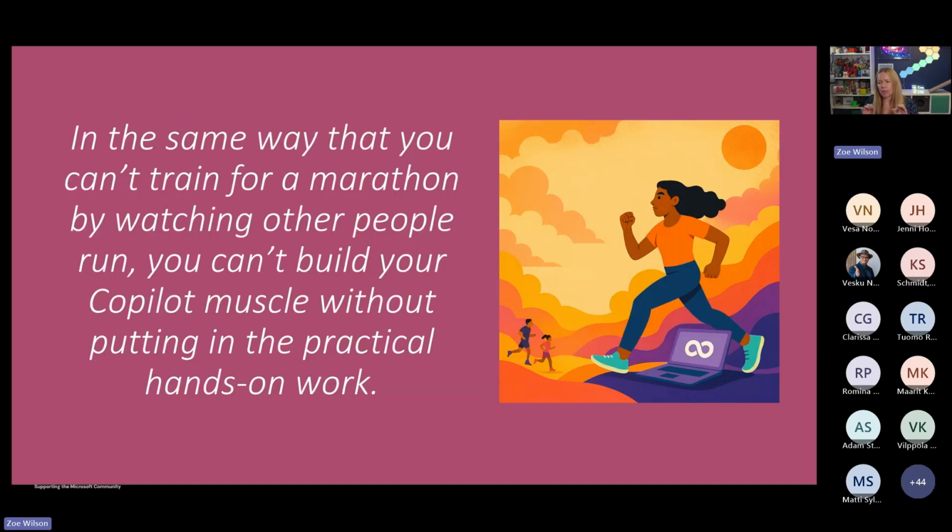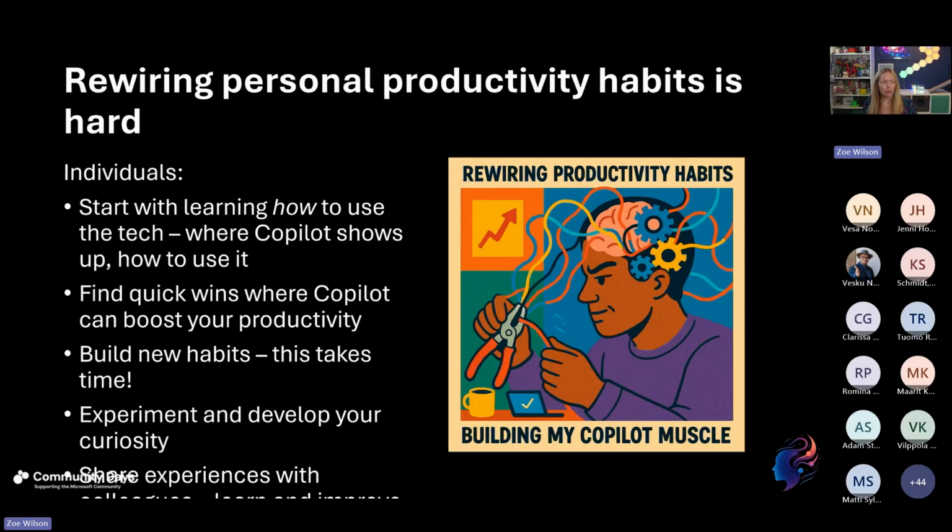And in the same way that you can't train for a marathon by watching other people run, you are not able to build your Copilot muscle without putting in the practical hands-on work. And that does start a little bit with that initial, here's how you use Copilot and here's some examples. But what we need people to do is to build their Copilot muscle in a way that's really personal to them and a way that complements their ways of working.